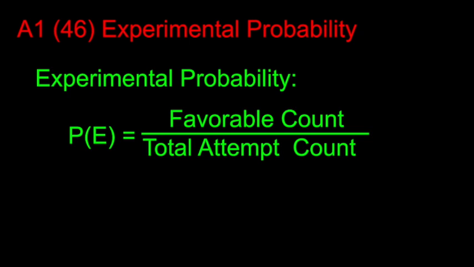So the thing that's going to be different between theory and experiment is in experimental probability, you actually do the thing, or someone actually does the thing, and you just count. How many times did I get the outcome I was trying to measure for, divided by how many times did I do the experiment. All right, here's a couple examples.